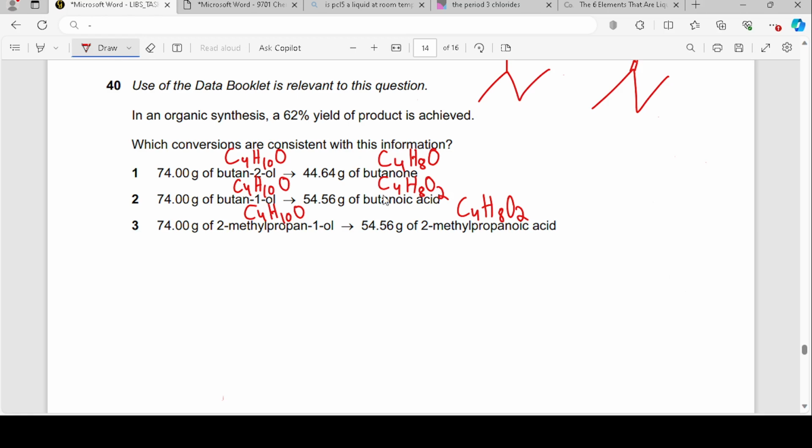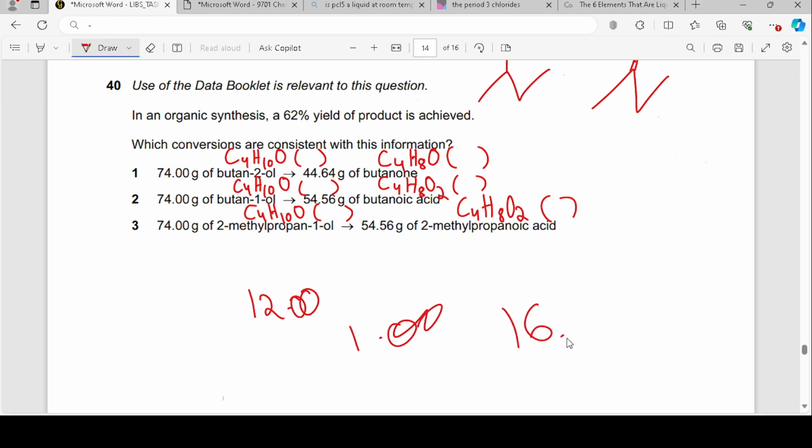So let's just calculate the Mrs. I will write the Mrs, the molar masses, in these brackets, just to make things easier. I'll just calculate it out, and you could do that yourself also. Carbon has a molar mass of 12, hydrogen has 1.00, and oxygen is around 16, if I'm not wrong. So using this information, you can find the molar masses of each one.